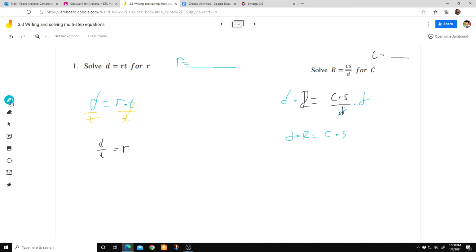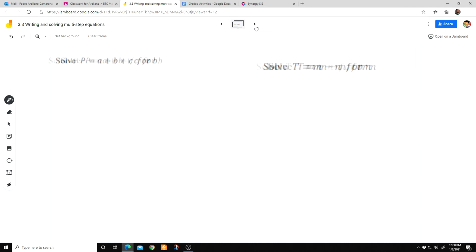And then what do we do to get rid of S? We need to divide both sides by S. Boom, boom. So you can see all we're doing is moving things around so that instead of it being R equals, we want it to be C equals. So these cancel. And now I get C is equal to D times capital R divided by S. So you can go ahead and give these next ones a try. They're pretty tough, but do the best that you can.